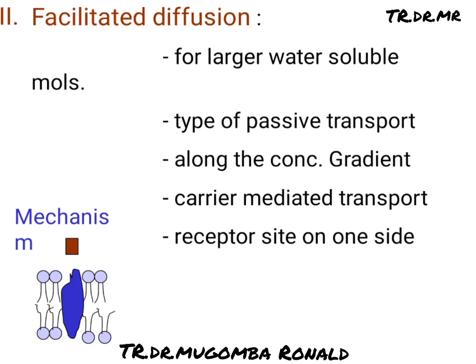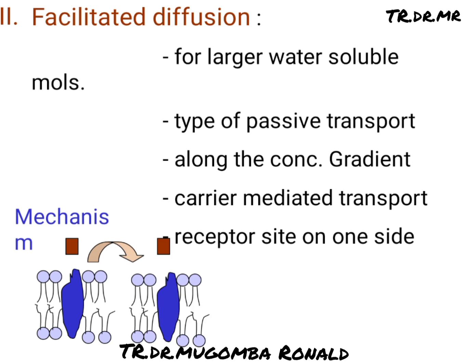Facilitated diffusion involves movement of materials which are larger in size, as I've told you about them. They are water soluble. It is also passive because it moves materials along their concentration gradient, but it uses carriers to mediate the movement of materials. The materials come and bind on a carrier, and the carrier then takes up the materials. You can see from here, this molecule has bound on the carrier, and now the carrier undergoes a conformational change to shunt the molecule across the cell membrane.